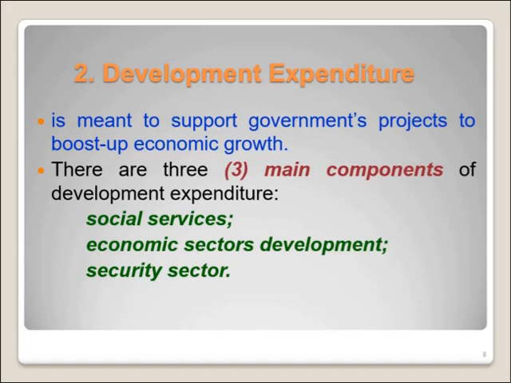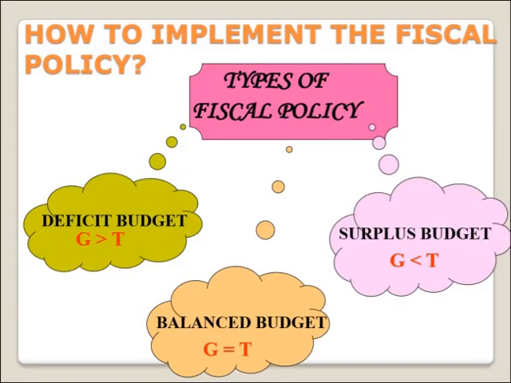Development expenditure is allocated to social services, for example, education, health, and housing; the economic sector, for example, trade and industry, agriculture, and rural development infrastructure; and the security sector, for example, the replacement of equipment and the development of the army forces and others. How to implement the fiscal policy? Fiscal policy consists of government expenditure G and tax revenue T.